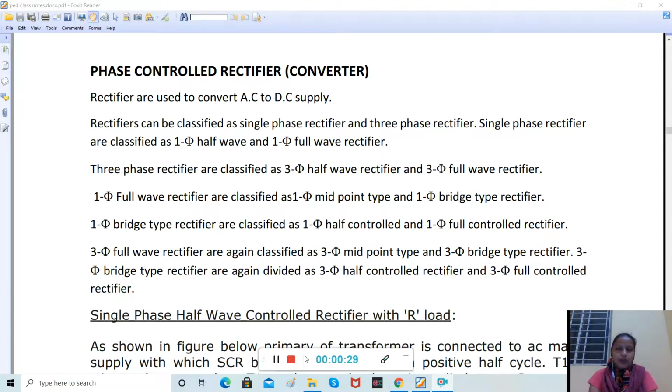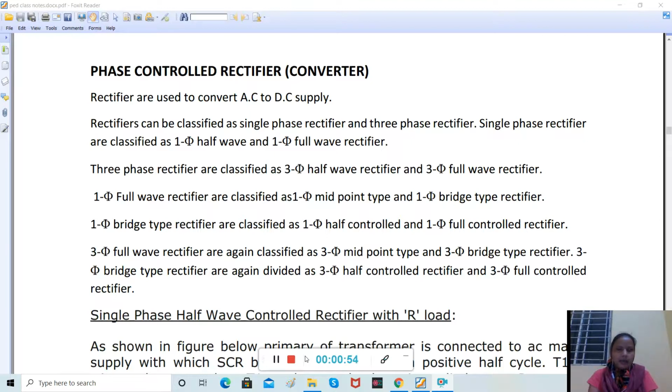So today we will start from module 2. The topic here is the rectifier. This is under module 2. Today's topic is the phase controlled rectifier, or you can say converter. A converter is an electronic device which is used to convert AC to DC supply.